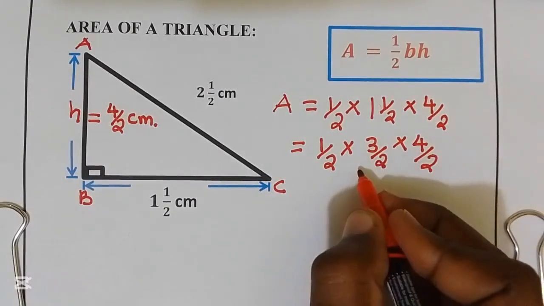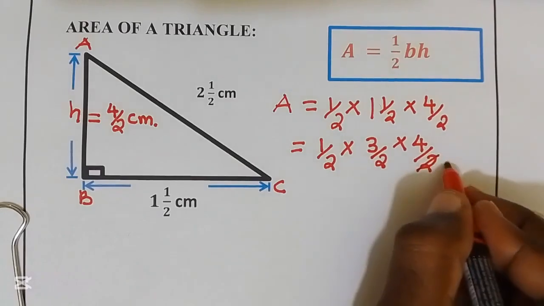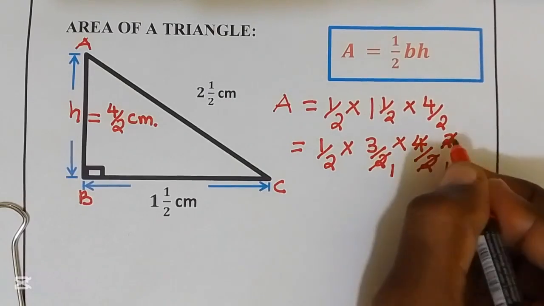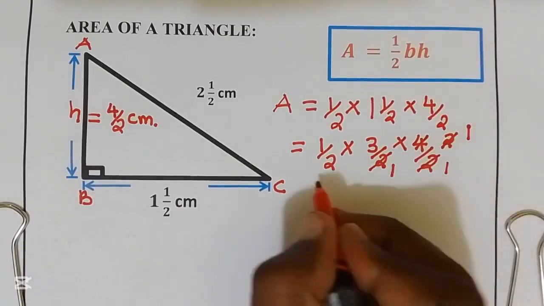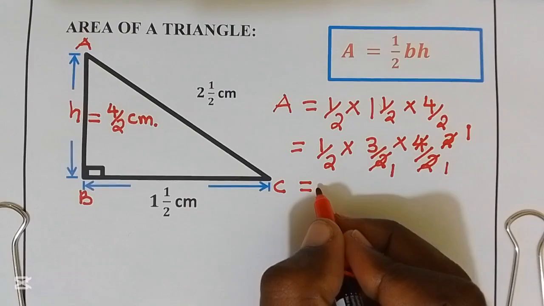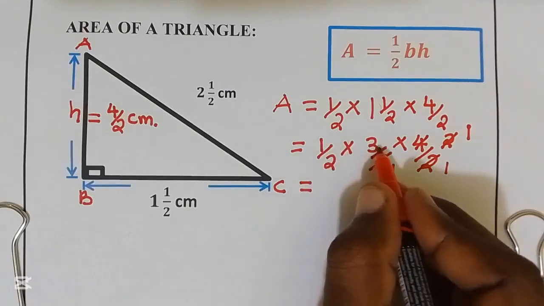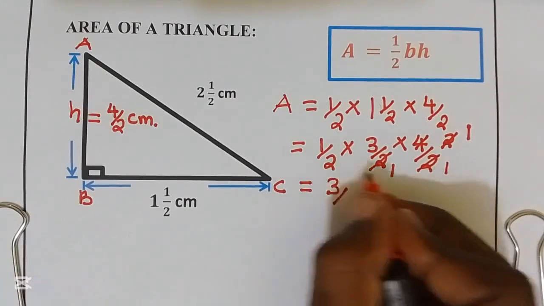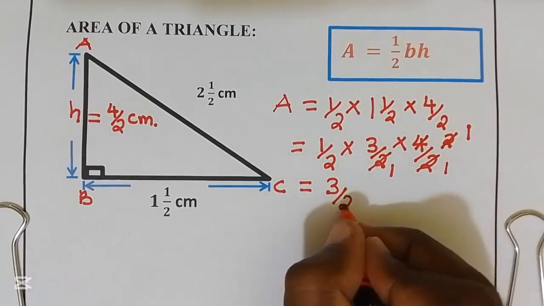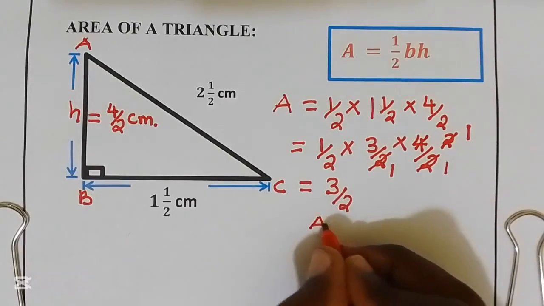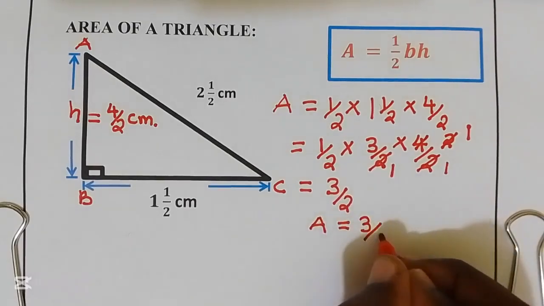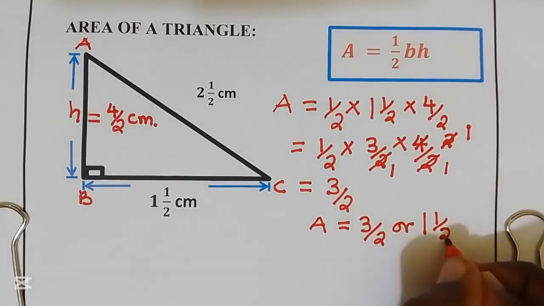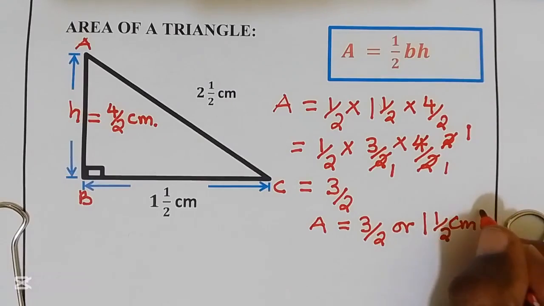We can simplify here by 2: 1 by 2, it is 2. By 2: 1 by 2, it is 1. We are going to get our answer equal to 1 multiplied by 3 multiplied by 1, over 2 multiplied by 1 multiplied by 1. We got 2. Our area is equal to 3/2, or 1.5 centimeters squared.